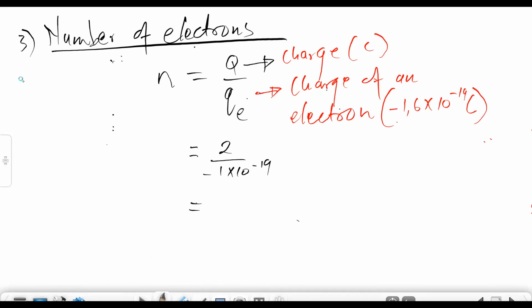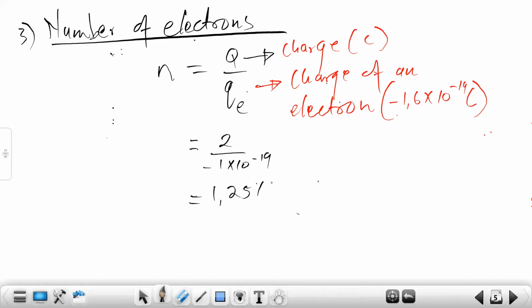So the answer is 1.25 multiplied by 10 to the power 19. So we write it down, 1.25 multiplied by 10 to the power 19. Now, somebody will ask me, but it's not possible to get a negative answer for the electrons. To say I have negative 1.25 to power 19 electrons, that is not the right sign.